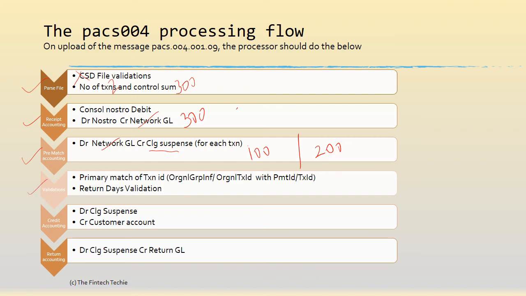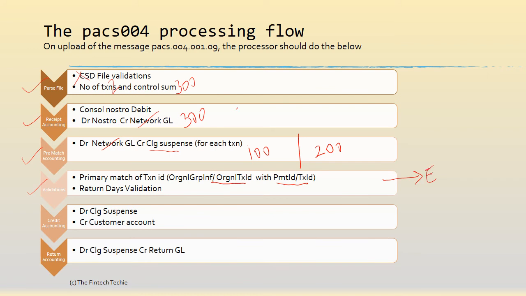Then the most important one, it does the validation. If you have seen the XML, we match the original transaction ID of the pacs.004 with the original transaction ID of the pacs.008, which had happened in my core banking earlier. So if this fails, it goes to an error queue or the return process fails.